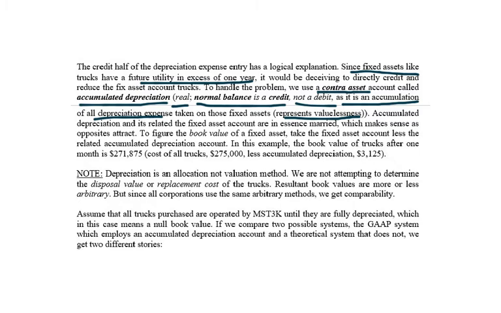Now, the way to look at those accounts, like a fixed asset account and its related accumulated depreciation account, is think of them as being, in essence, married, which makes sense because why? Because the little saying, opposites attract. So if you want to understand what the book value of a fixed asset is, you have to take the fixed asset's purchase price less the related accumulated depreciation account. In that case, you'll understand what its book value is. So in this case, it would be $271,875 because we paid $275 for the trucks, and here's our depreciation to date. Right? So of course, we'll see that accumulated depreciation number go up over time as we record more and more depreciation expense.